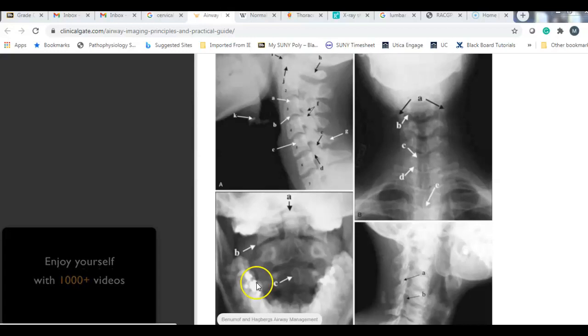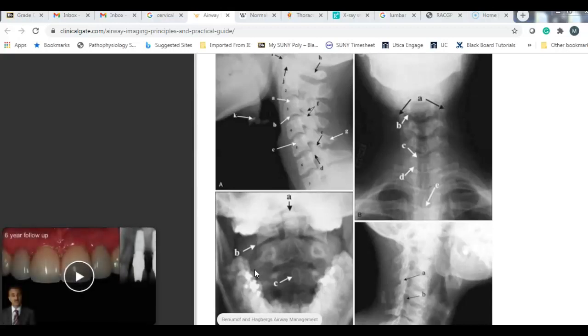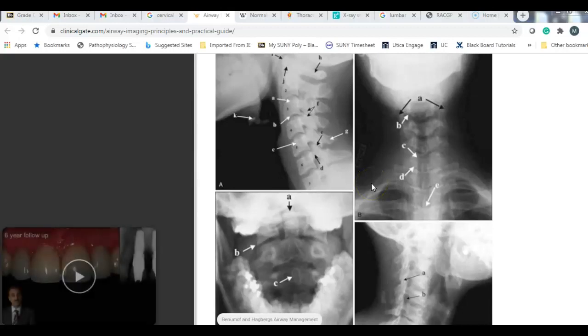That articulation between C1, C2 can actually get lax, and you can get a separation of C1, C2, very mild, but still, me as a chiropractor, I wouldn't go cracking their neck if they have instability between C1, C2. So once again, if that doesn't make sense, pause it, go look at that anatomy, and then come back.